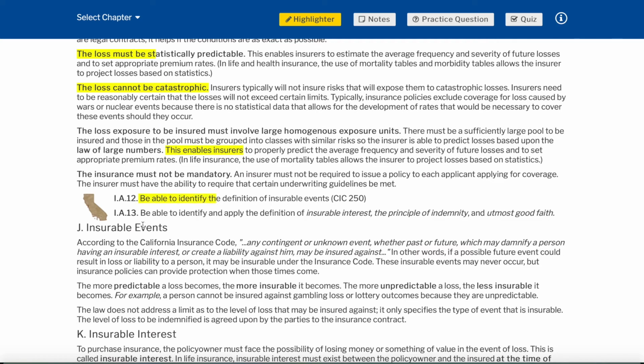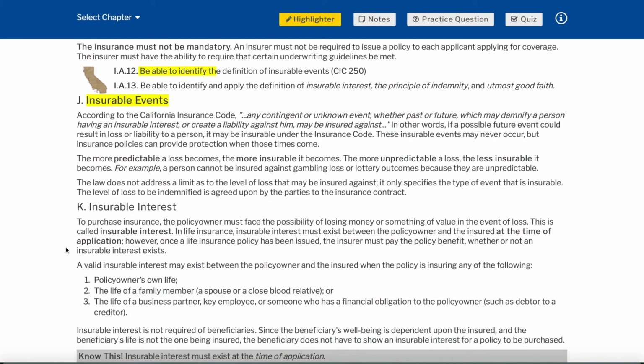12. Be able to identify the definition of insurable events. CIC 250. 13. Be able to identify and apply the definition of insurable interest, the principle of indemnity and utmost good faith. J. Insurable events. According to the California Insurance Code, any contingent or unknown event, whether past or future, which may damnify a person having an insurable interest or create a liability against him, may be insured against. In other words, if a possible future event could result in loss or liability to a person, it may be insurable under the insurance code.